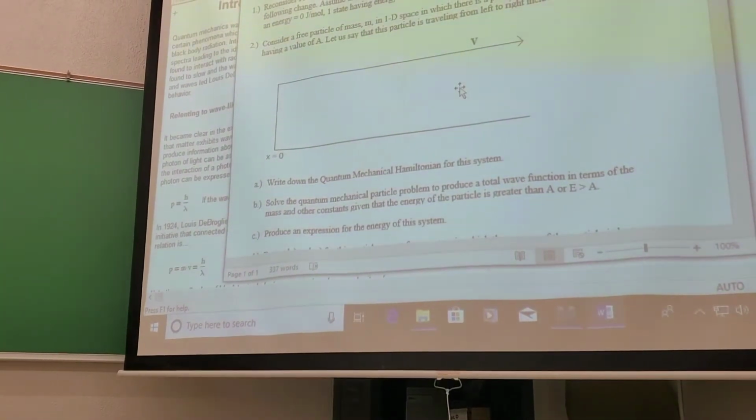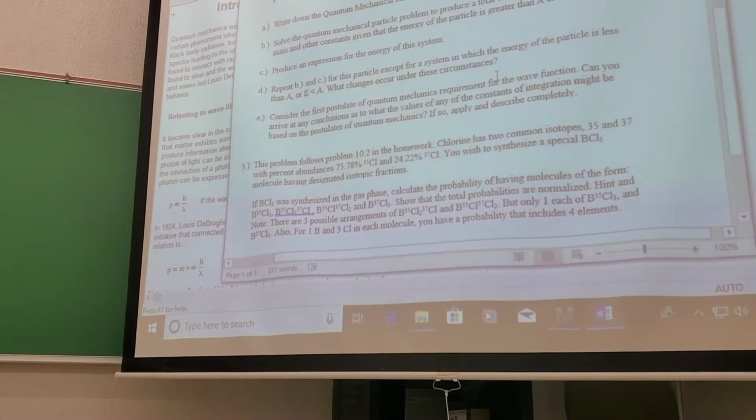Then produce an expression for the energy of the system. Go ahead and do that.